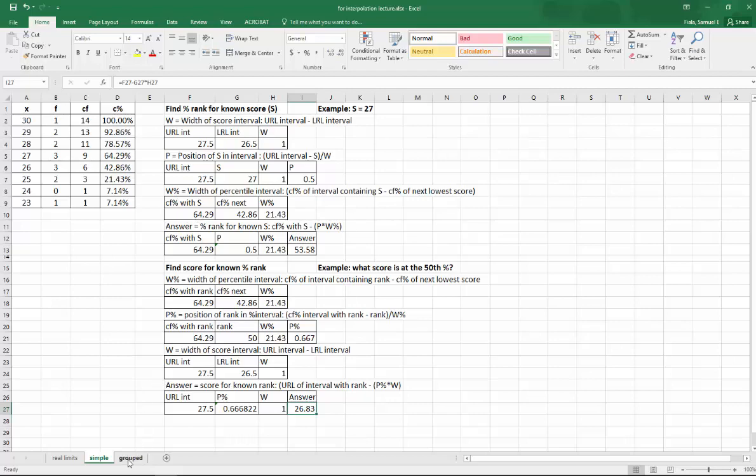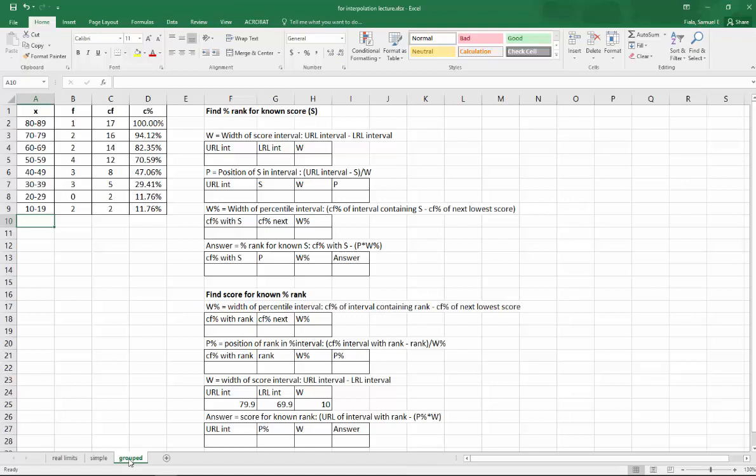All right, now I'll show you one more thing. You can do the same exact thing with a grouped frequency distribution. So for this one, let's look at find the rank for a known score. If the score equals, let's say 54. Doesn't matter which one you do.